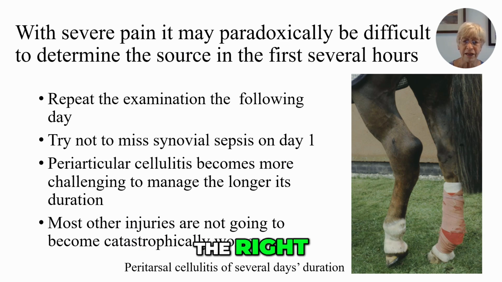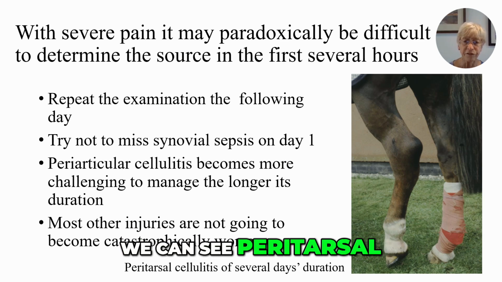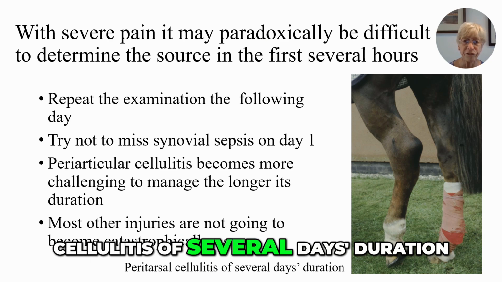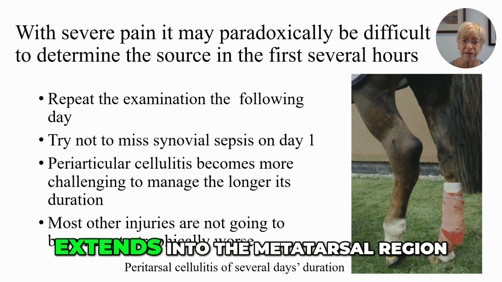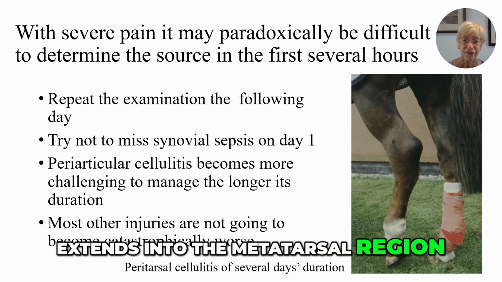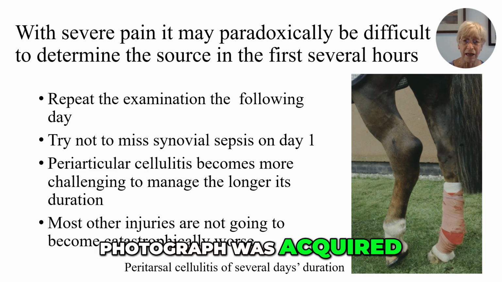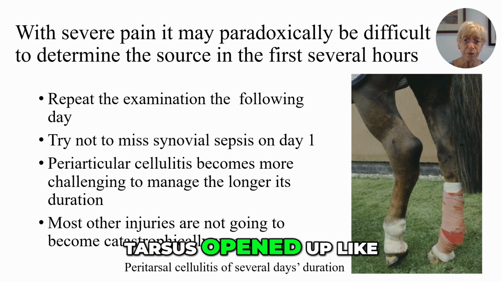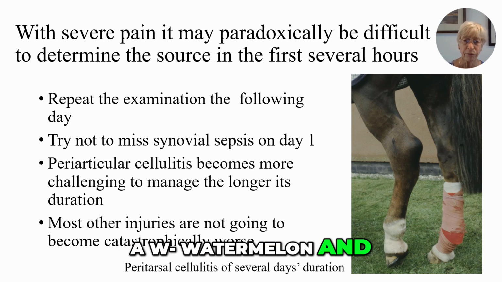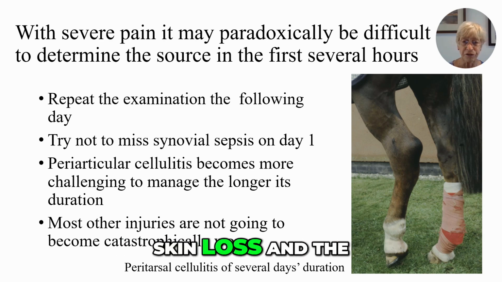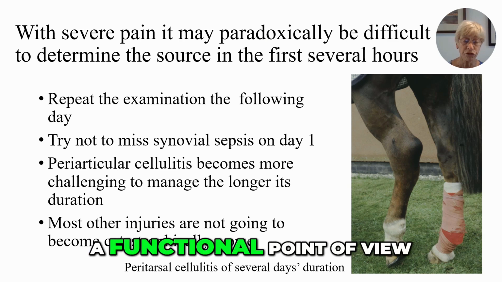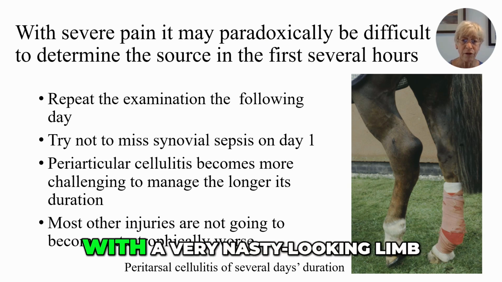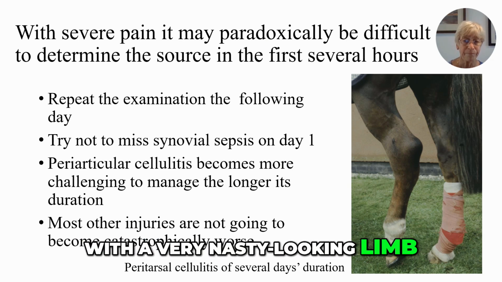In the horse on the right, we can see peritarsal cellulitis of several days duration. The swelling also extends into the metatarsal region. The day after this photograph was acquired, the back of the tarsus opened up like a watermelon, and there was complete skin loss, and the horse took a very long time to make ultimately a complete recovery from a functional point of view, although was left with a very nasty looking limb.